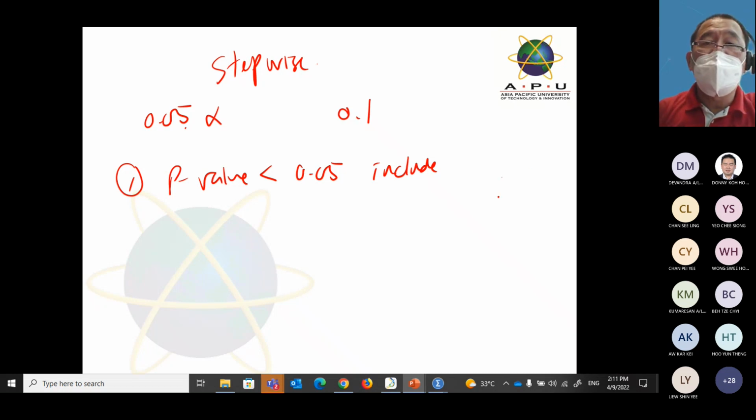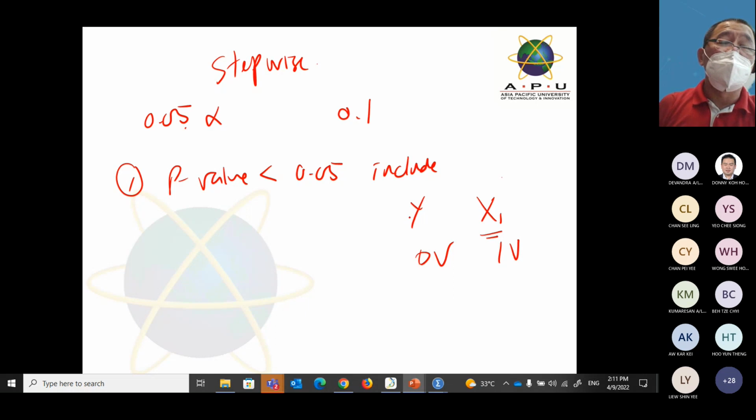Let's say they use x1. Y is the dependent, x1 is the independent. They include x1 and then test: can this x1 affect the y? Yes or no? Then they see the p-value. The p-value is less than 0.05. Therefore, now they include x1 in model 1.